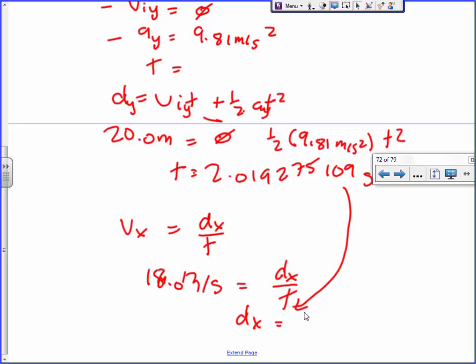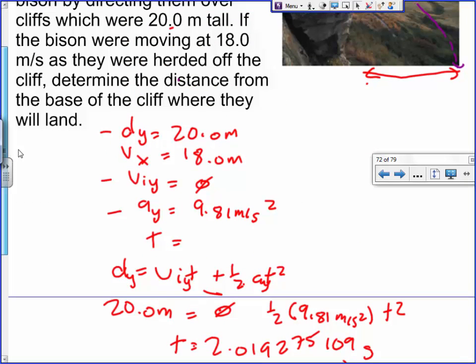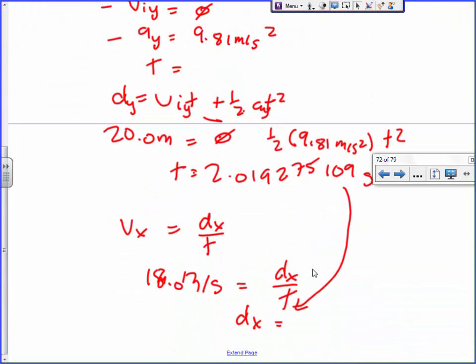So the final answer I got was 36. We get 3 sig digs, so make sure you keep all your digits all the way through. Don't lose precision. I got 36.3 meters. So far, so good.